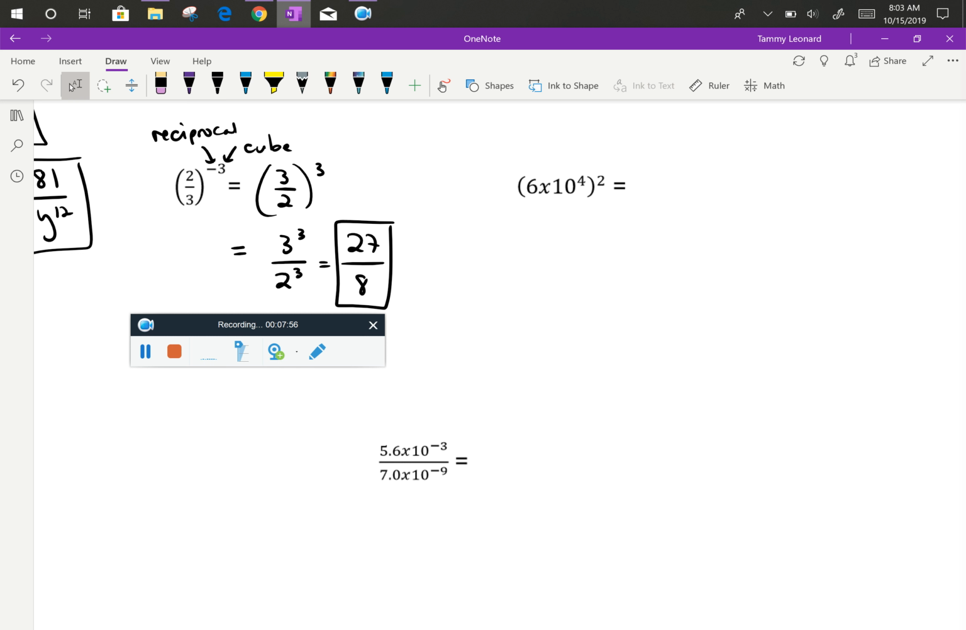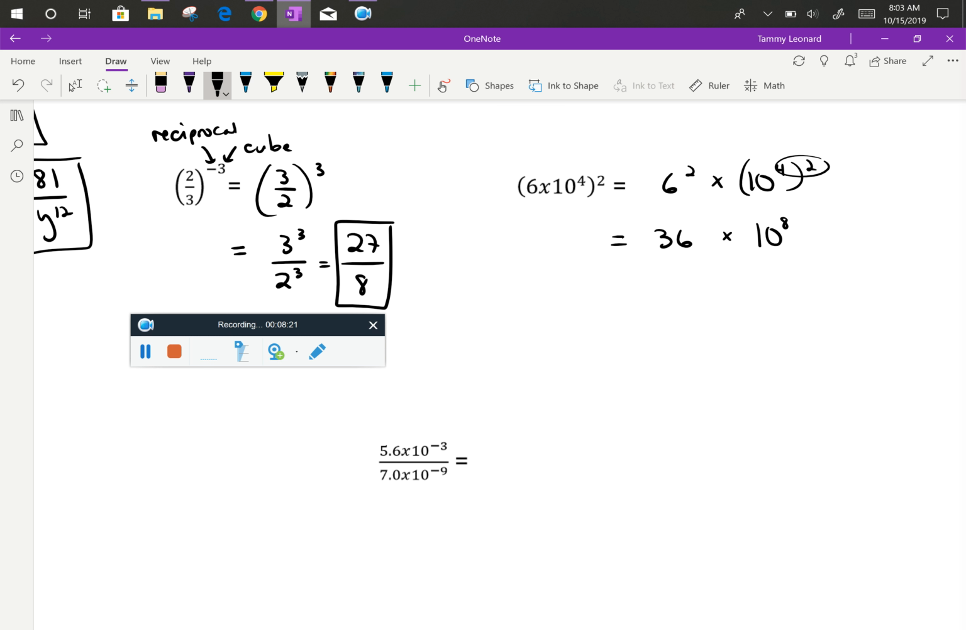We can even apply this thinking when we have a number in scientific notation. This is a product to a power, but it's also using the power to a power rule. So first of all, we have 6 squared times 10 to the 4th squared. We know that 6 squared is 36, and 10 to the 4th squared means we multiply 4 and 2 to get 10 to the 8th.